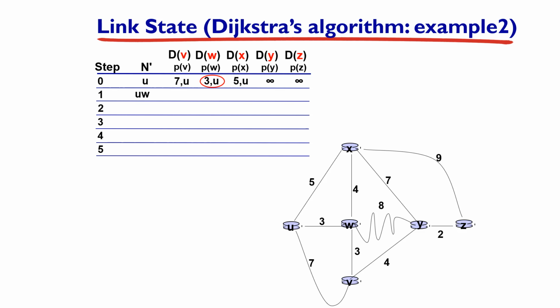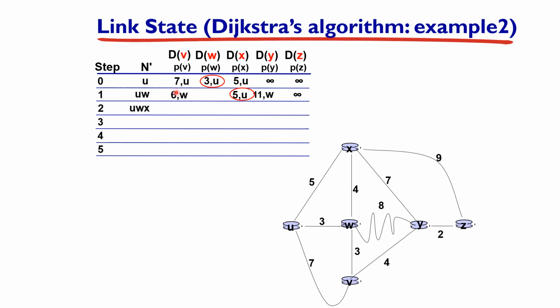So in this case, the W column below the W is not to be filled from this point onwards because we are already selected W into the N dash list. Then the remaining nodes cost from W to V, then from W to X, from W to Y, from W to Z. So they are filled.